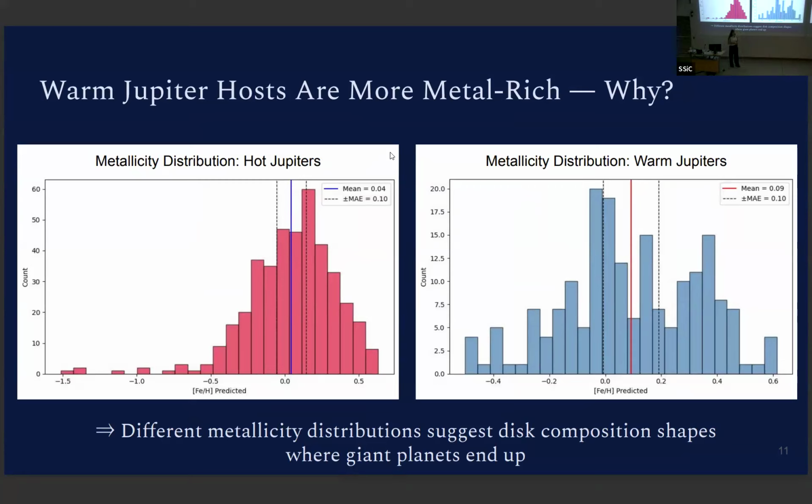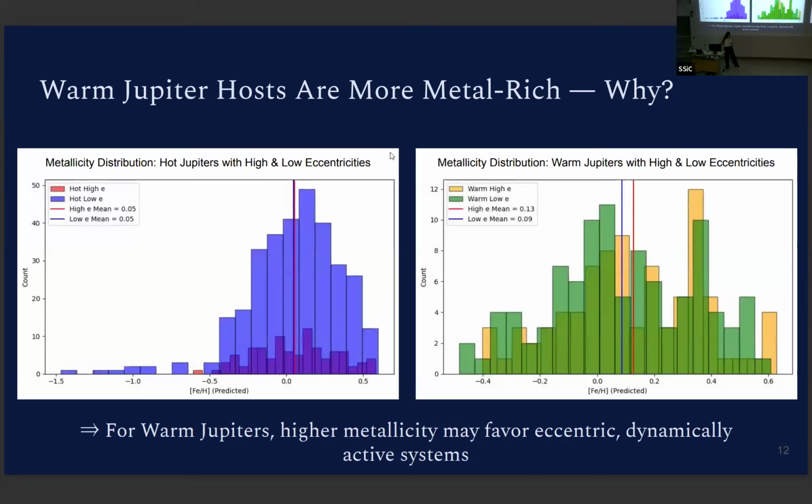And this difference in the distribution suggests that disk composition shapes where these giant planets end up, or sort of like their migration history, which is very cool to see. But more interestingly, if I show you the metallicity distributions in terms of high and low eccentricity, as in those 4 samples that I mentioned at the beginning, for hot Jupiters, there isn't a huge difference, or there isn't actually a difference at all in that average metallicity, as you can see.